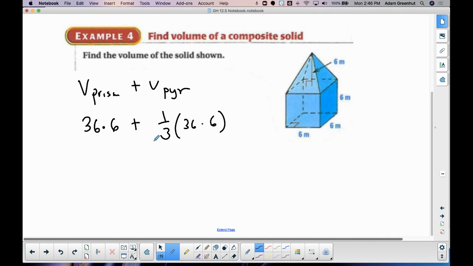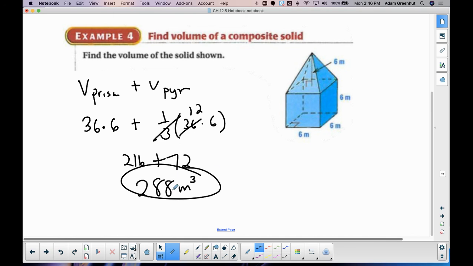So let's do a third of 36, which is 12, times 6 is 72. And I'm going to take that 72 and add the 36 times 6, which is 216. And of course, I end up with 288 meters cubed. Hopefully you came up with that one.